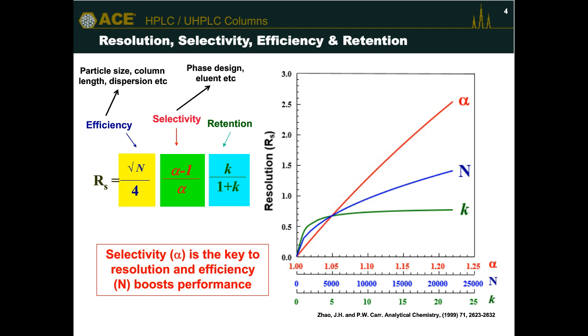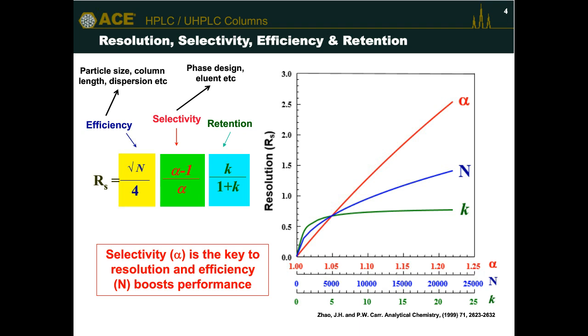But of course, the other parameters in this equation are important too. So for instance, efficiency, the number of plates, N, can help boost our performance if we're looking at 5 micron, 3 micron, or sub 2 micron type particles. So selectivity really is the key to resolution in chromatography. If we get the selectivity of our separations right, everything should flow from there with regards to method development.